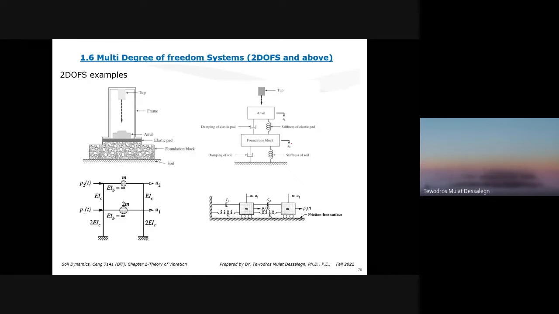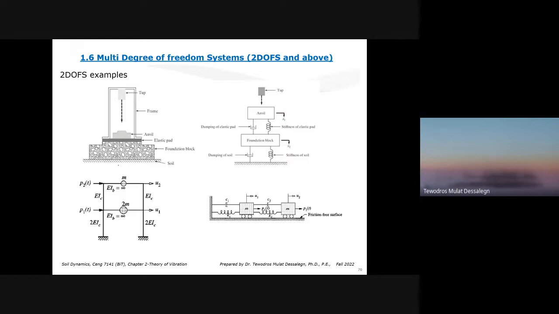Now let's come to the last section, multi-degree of freedom systems. Even though we spent so much time on the 1 degree of freedom system, the extension of that goes into a multi-degree of freedom system, which means you have multiple masses and multiple coordinates to define the motion of the masses.